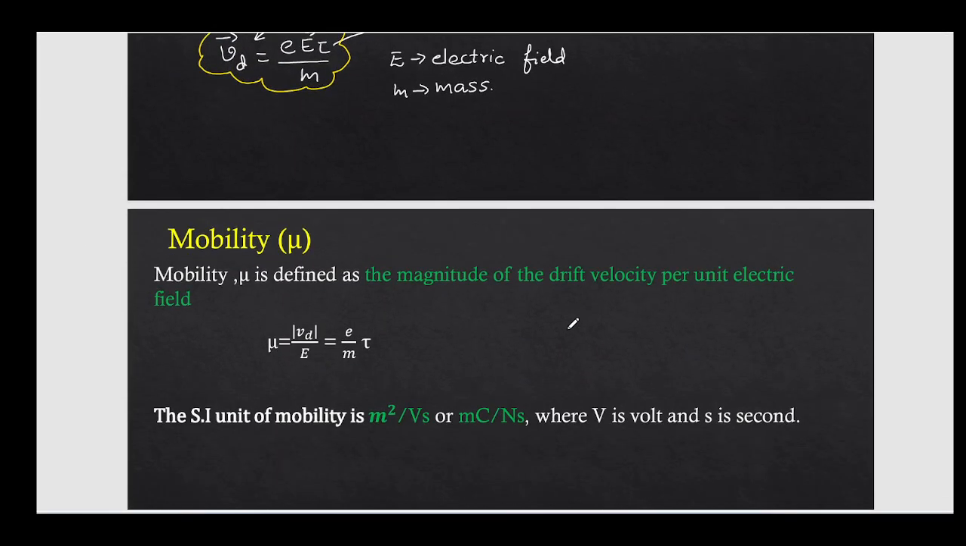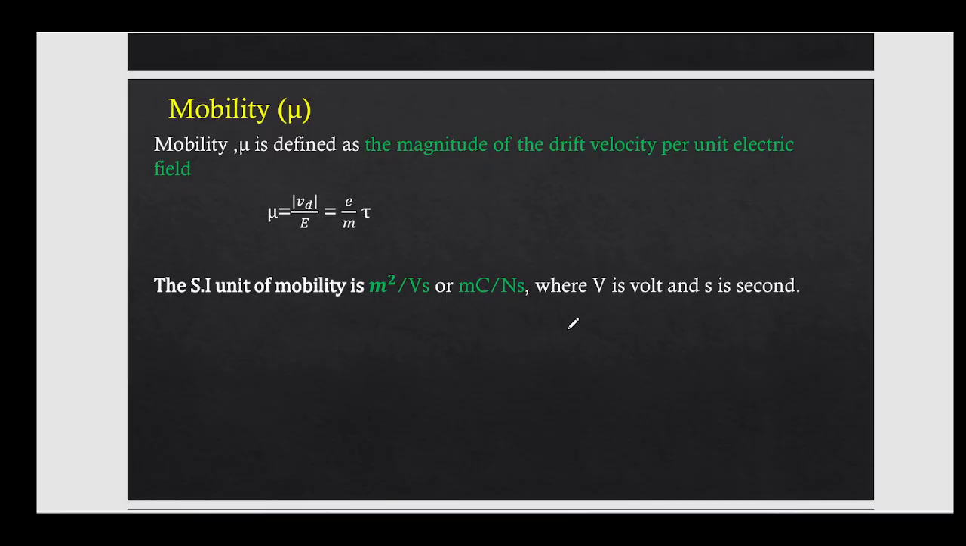Next we have the mobility. Mobility is given by drift velocity by electric field. Since we know that drift velocity is given by E tau by m, dividing by E will give you tau by m. So this is the mobility in terms of relaxation time and mass.